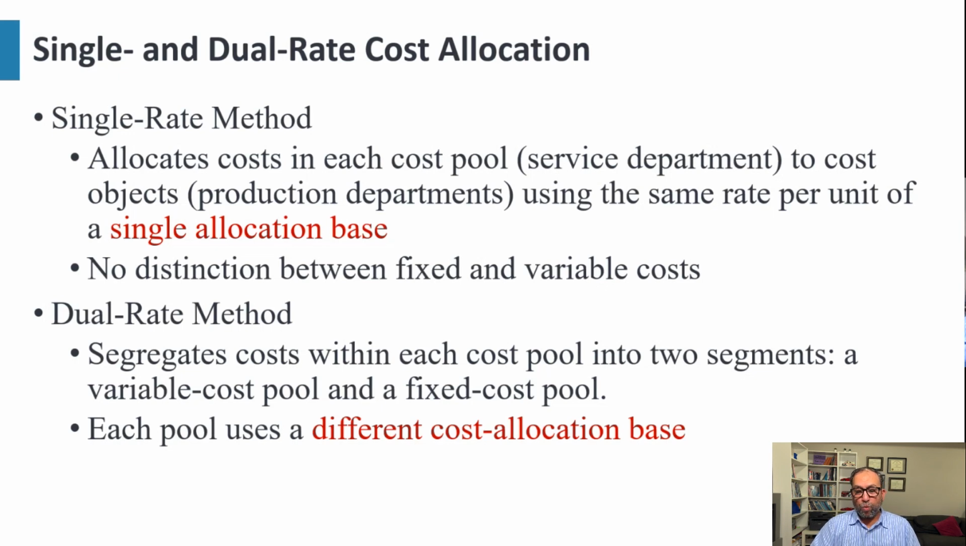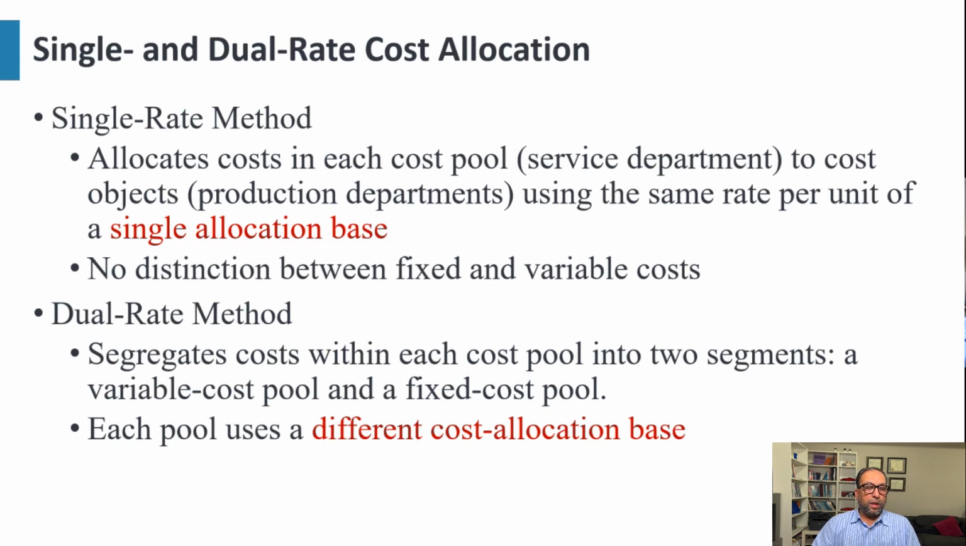There are two ways. One is the single rate, to sum up the cost of these service departments altogether, whether it's a fixed cost or a variable cost, and then divide it. This is what we call a single rate. Allocate cost in each cost pool of a service department to the cost object, which is the production department, using the same rate per unit of a single allocation base.